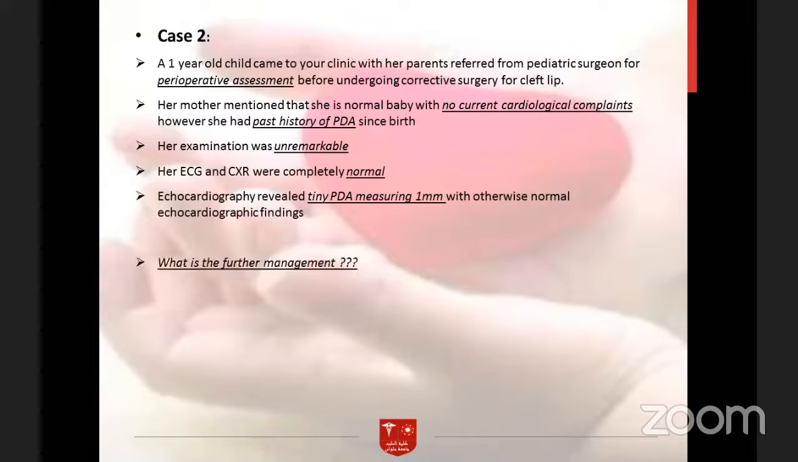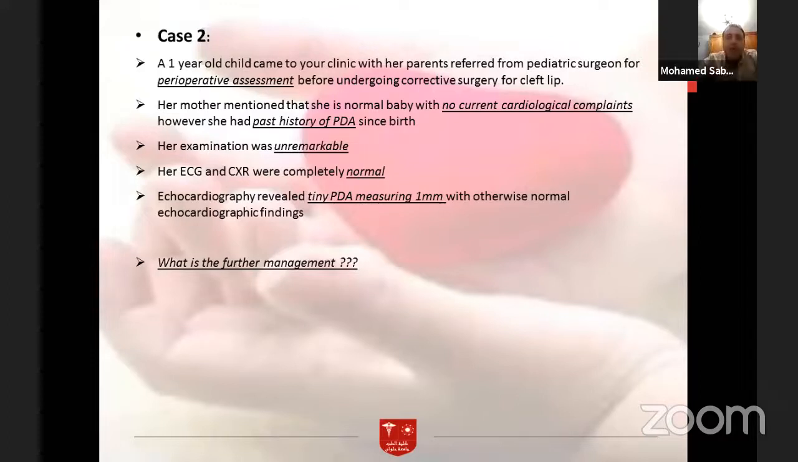And I would like to hear from Dr. Muhammad Sabir about this case. What would be your further management for this case? Would you advise her for a further investigation, or would you advise her for doing her corrective surgery?